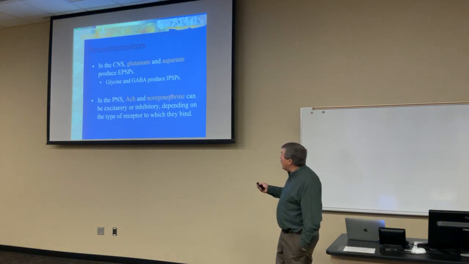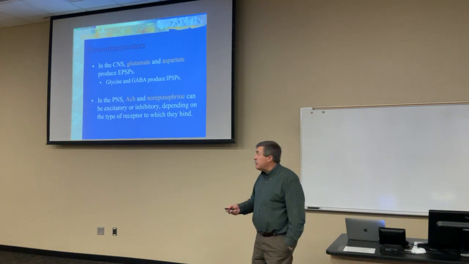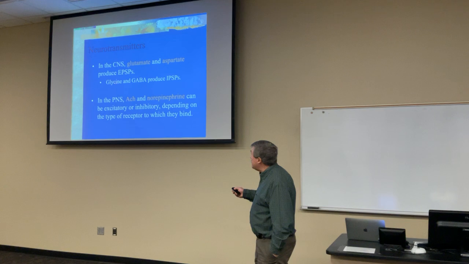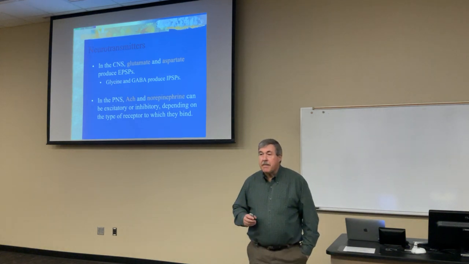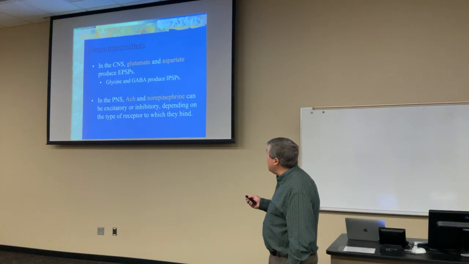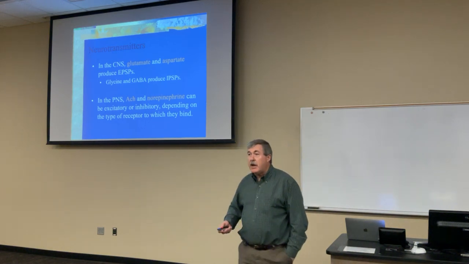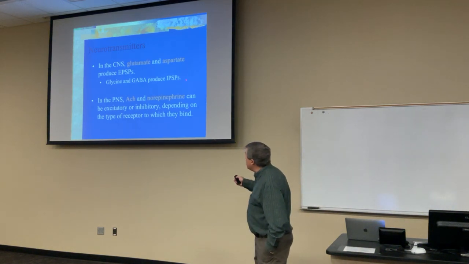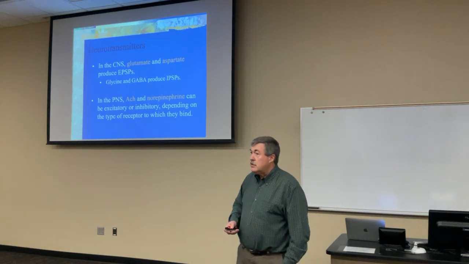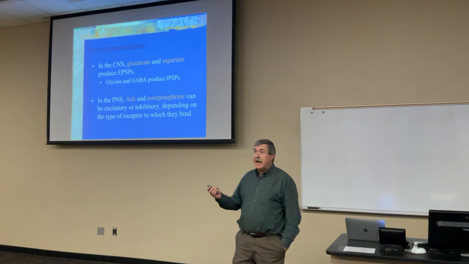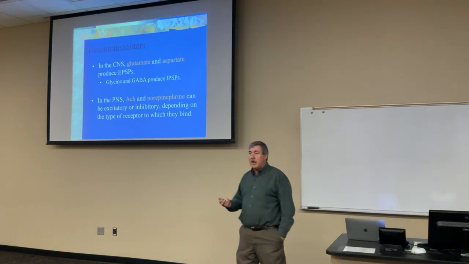Then there's 2 other amino acids in the central nervous system. One is glycine and the other is GABA. GABA is gamma-aminobutyric acid. It's another amino acid. And both of these produce inhibitory postsynaptic potentials. So they would work by either activating chloride channels or potassium channels.